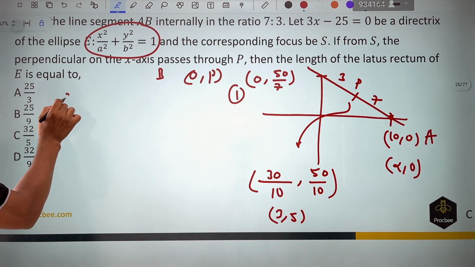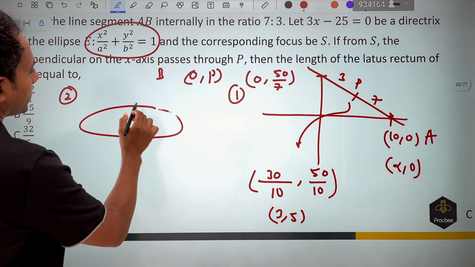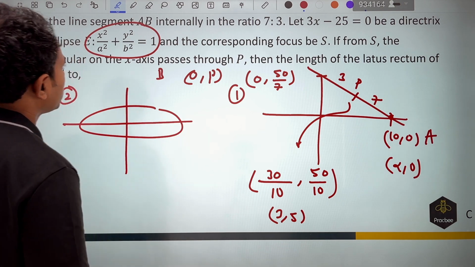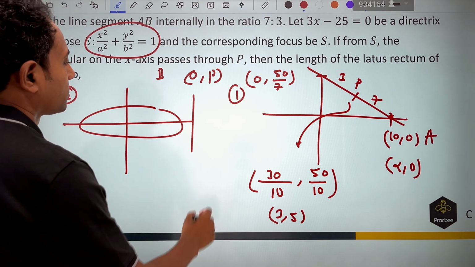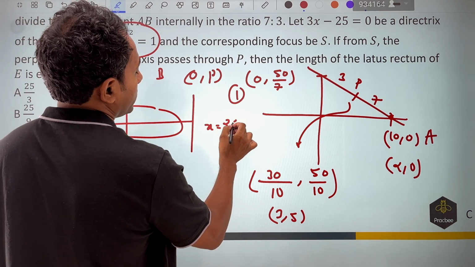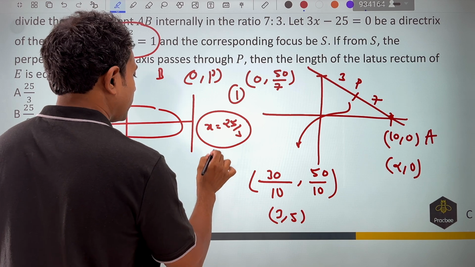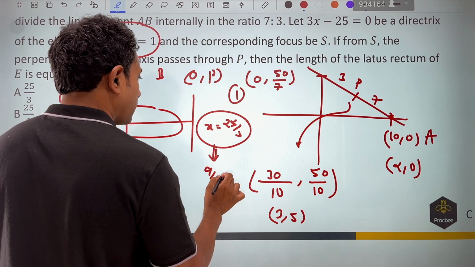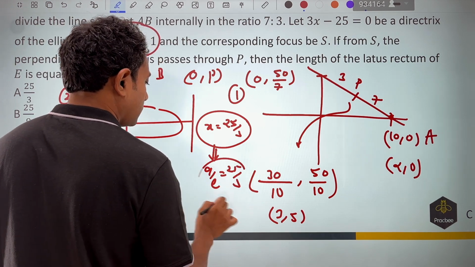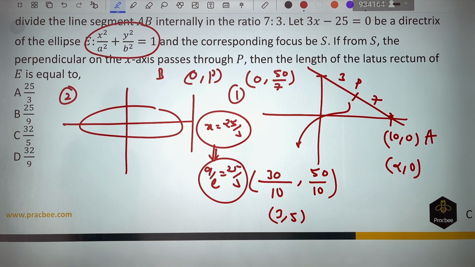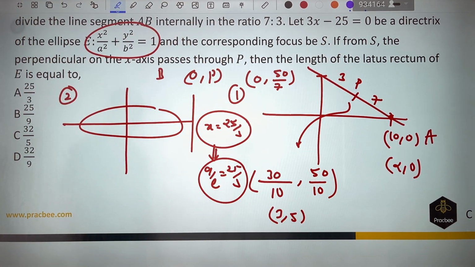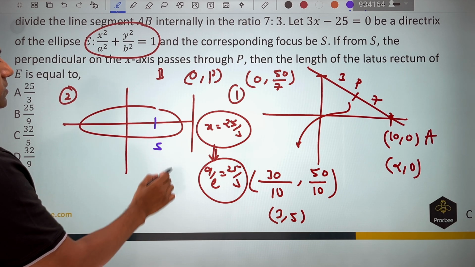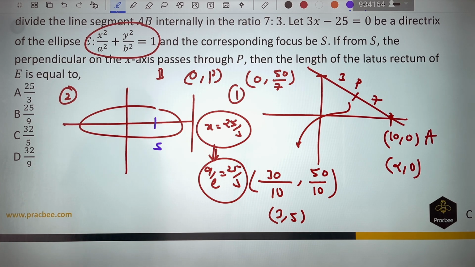The second part is about an ellipse. The ellipse is like this. And what they are saying is, we have been given a directrix that is nothing but x is equal to 25 by 3. So you can see that the value of a by e from here is nothing but 25 by 3. Next thing they are saying is, if S is the corresponding focus, then this point is nothing but S, and the perpendicular on the x-axis passes through point P.